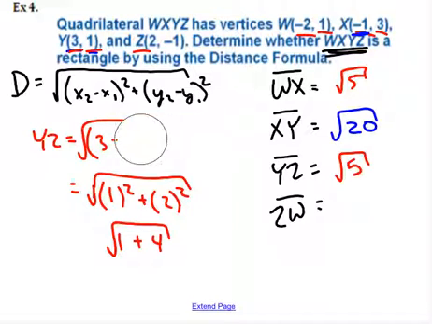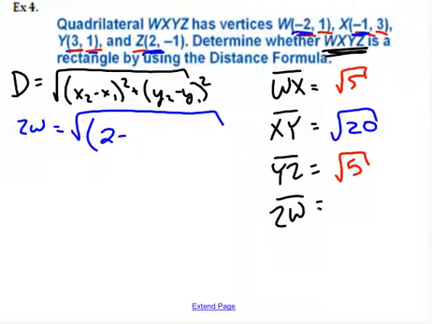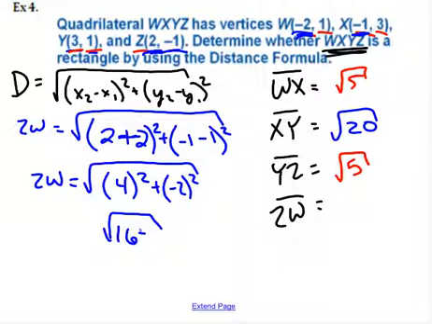And then we want to do one last one quick. And everybody hates this problem because they do the distance formula, but it's a lot of good practice. So ZW. Z is 2 minus, W is a negative 2, so minus a negative 2 squared plus Z, negative 1 minus 1 squared. ZW is equal to the square root. 2 minus a negative 2, that's going to be a plus. So I'm going to have 4 squared plus negative negative is a minus 2 squared. So that's going to be 16 plus 4, which is going to be the square root of 20.